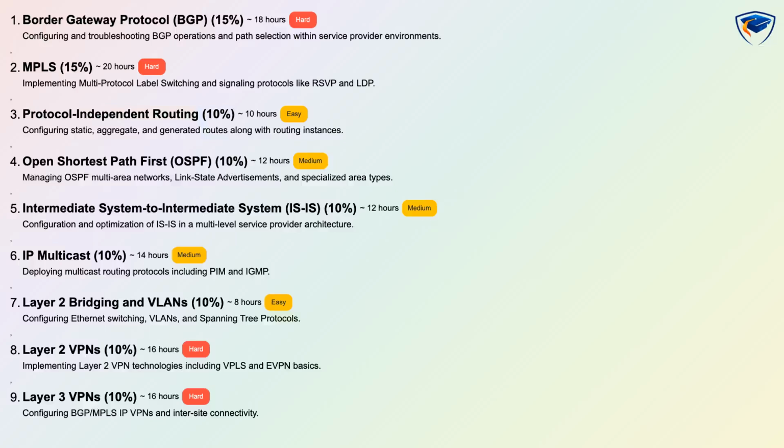Border Gateway Protocol is 15%, MPLS is 15%, Protocol Independent Routing is 10%, OSPF is 10%, ISIS is 10%, IP Multicast is 10%, Layer 2 Bridging and VLANs is 10%, Layer 2 VPNs is 10%, and Layer 3 VPNs is 10%. Use these weights to prioritize study time.